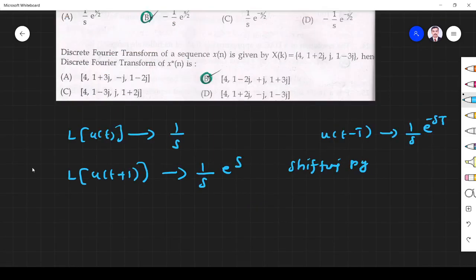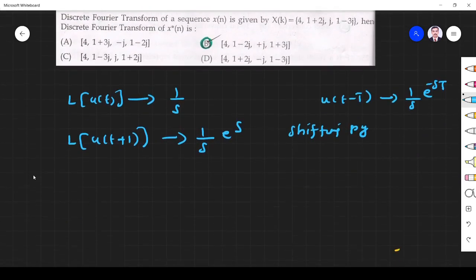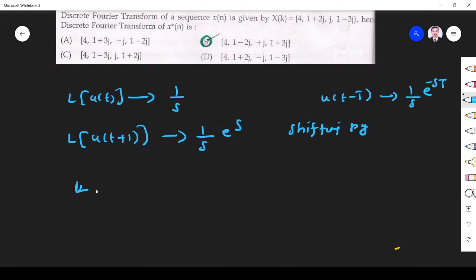Next, what I do, I apply the scaling property. L of u of 2t plus 1.